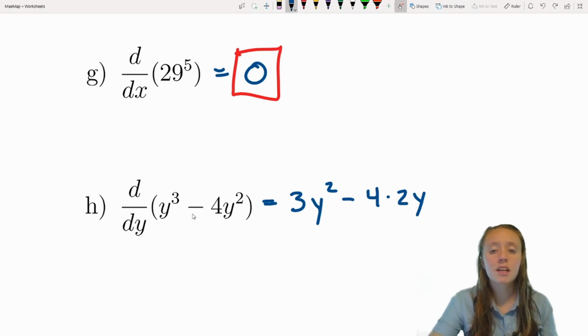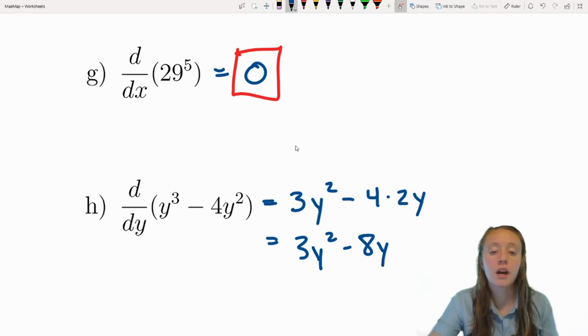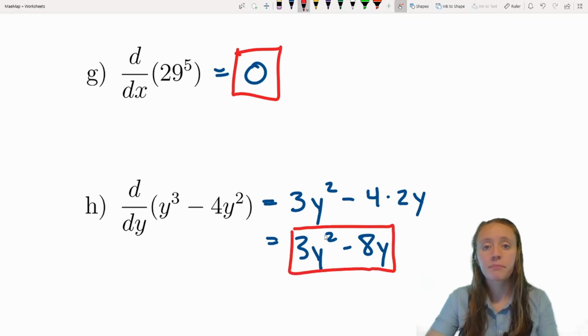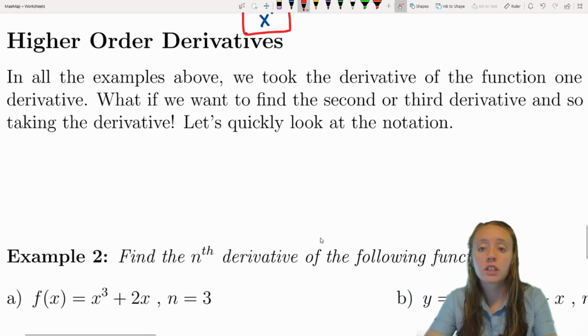So we were using that sum rule, and we split this up into 2 separate derivatives, and now we're going to simplify. So we'll have 3y squared minus 4 times 2, which is 8 times y. 3y squared minus 8y.